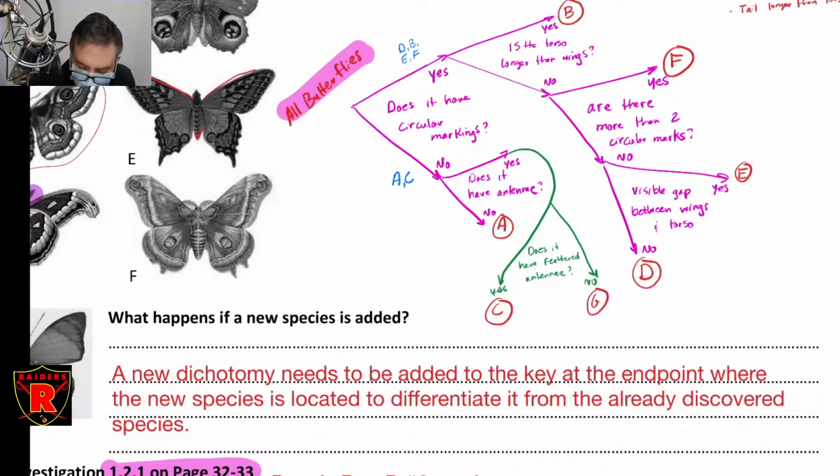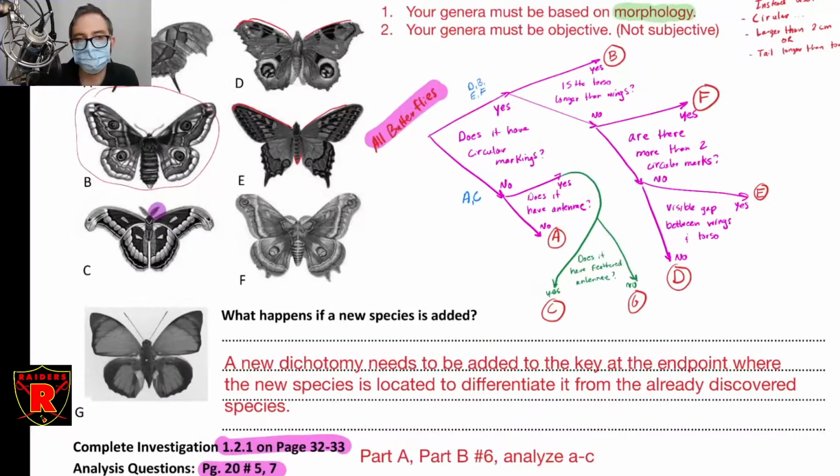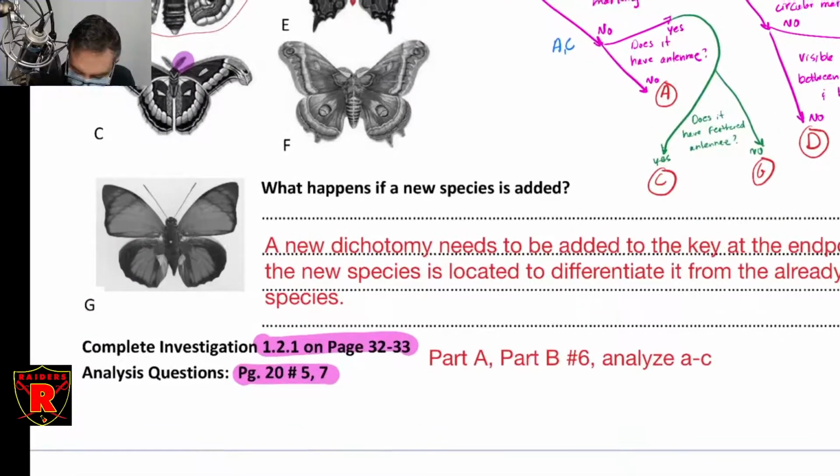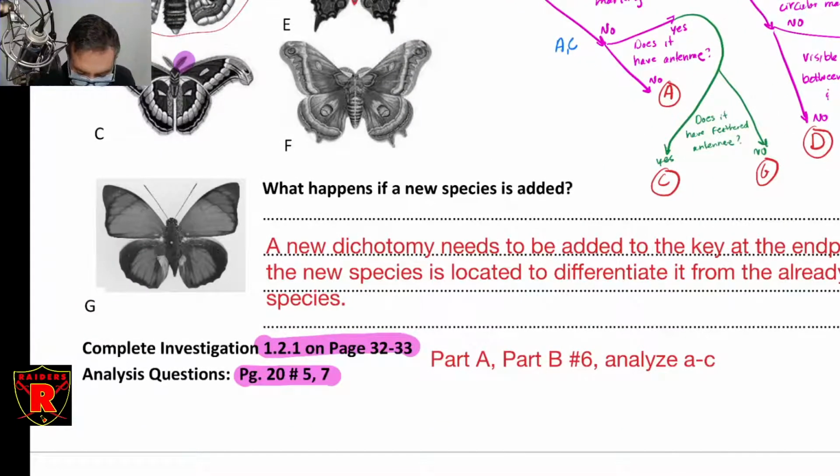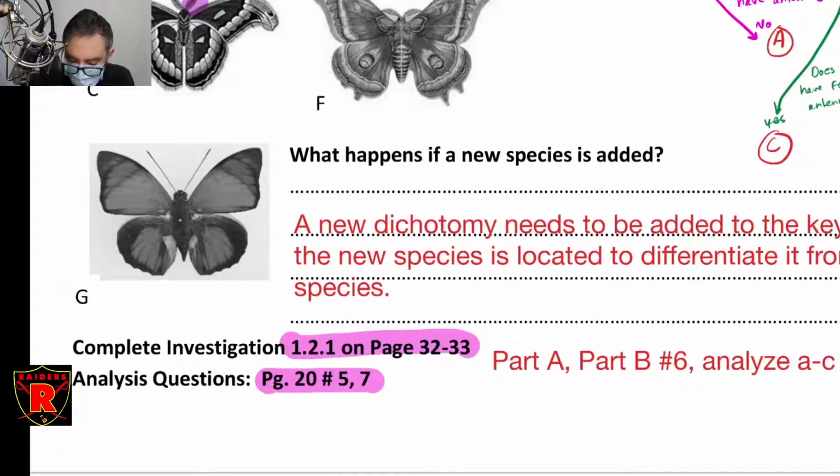Okay, so what I'm going to do here is both lessons in a row, and then I'm just going to give you the rest of the time to work on the stuff from the lessons. The next lesson is a little bit shorter. And then I'm going to give you all the stuff to work on at once. But in a minute, when we're done the other lesson, what you're going to be doing is investigation 1.2.1 on page 32 and 33 in your textbook.